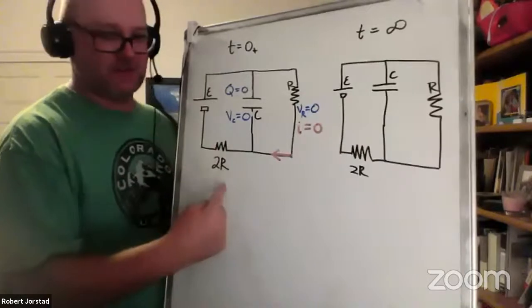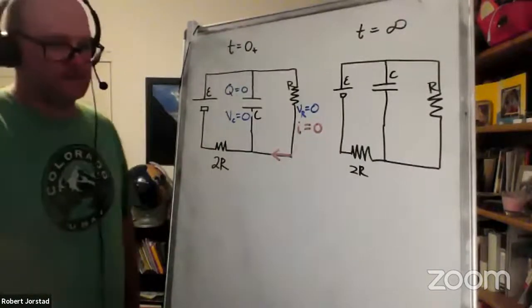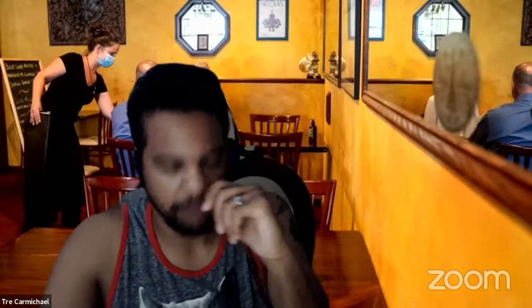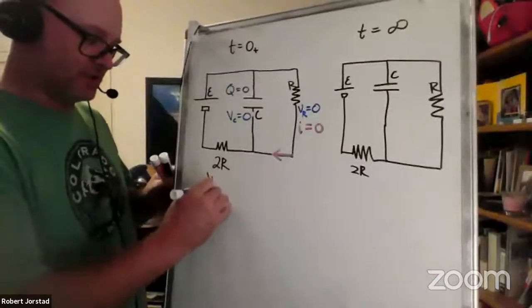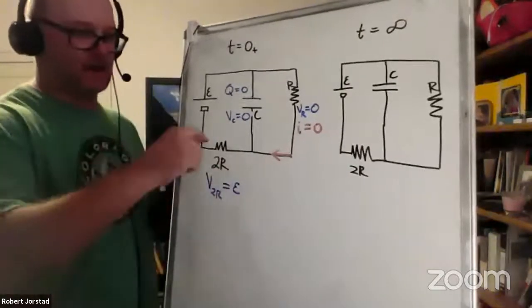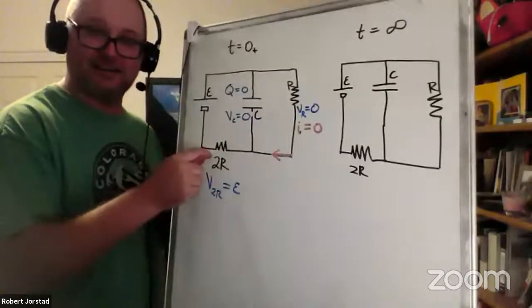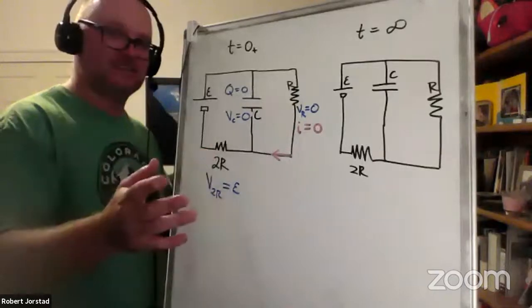Give me this information now. The voltage across 2R is the full amount. Exactly. This voltage across 2R has to equal E. Think about it. I go up E, I don't lose any. I have to lose it all right there. Does that make sense?